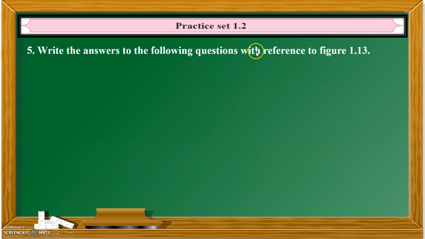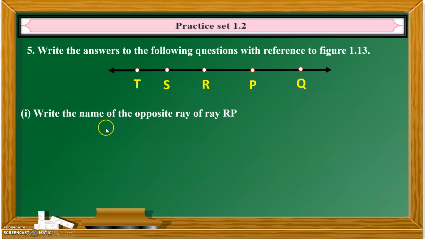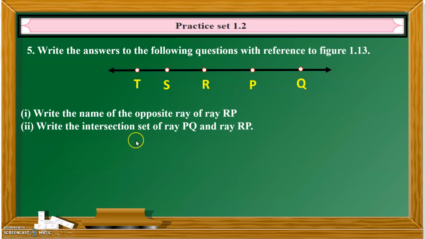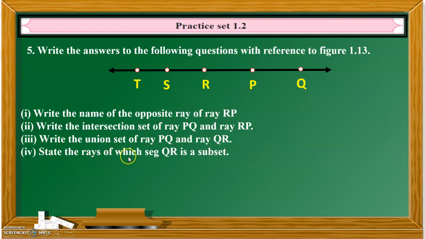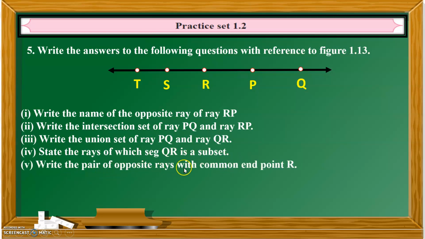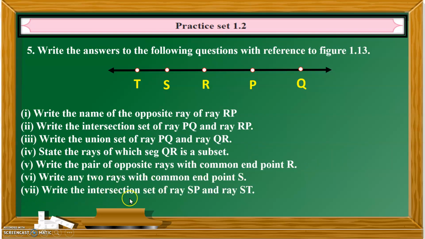Write the answers to the following question with reference to the figure 1.3. This is how the figure 1.3 is in your book. Okay, and these are the certain questions. Write the name of opposite ray of ray RP, write the intersection set of ray PQ and ray RP, write the union set of ray PQ and ray QR, state the rays of which segment QR is a subset, write the pair of opposite rays with common endpoint R, write any two rays with common endpoint S, and write the intersection set of ray SP and ray ST.